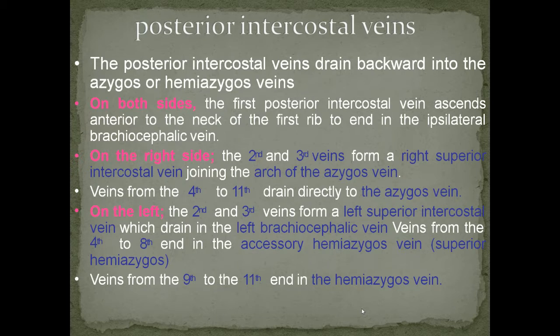On the right side, the second and third veins form a right superior intercostal vein joining the arch of the azygos vein, and veins from the 4th to 11th drain directly into the azygos vein.